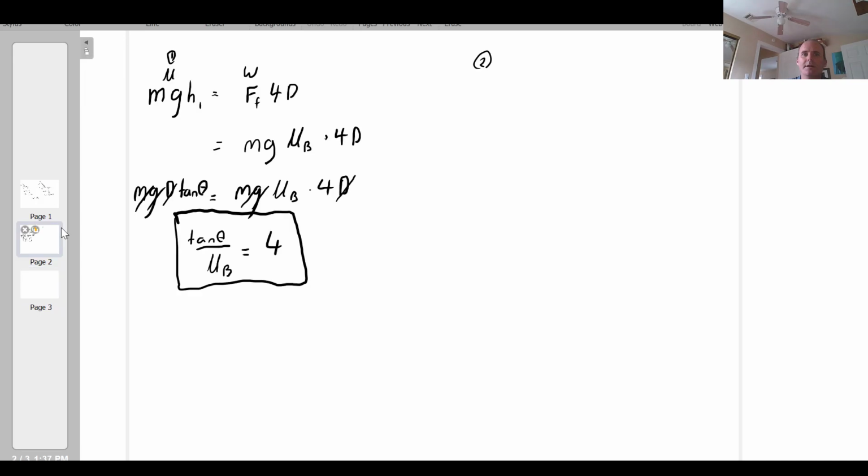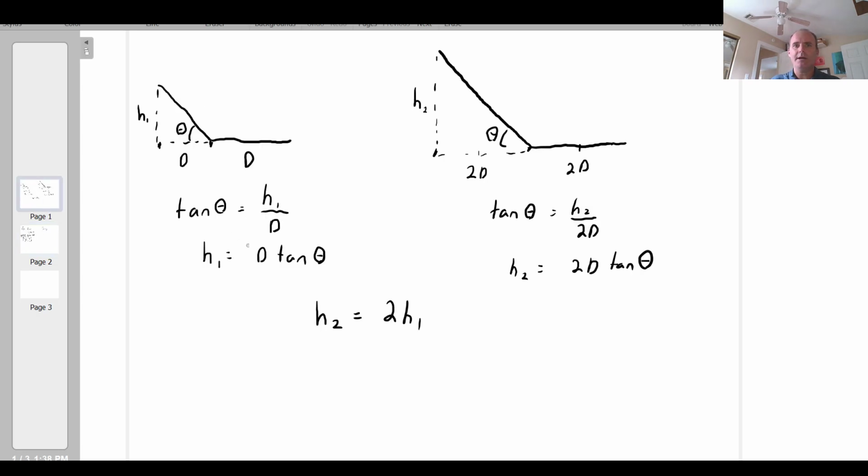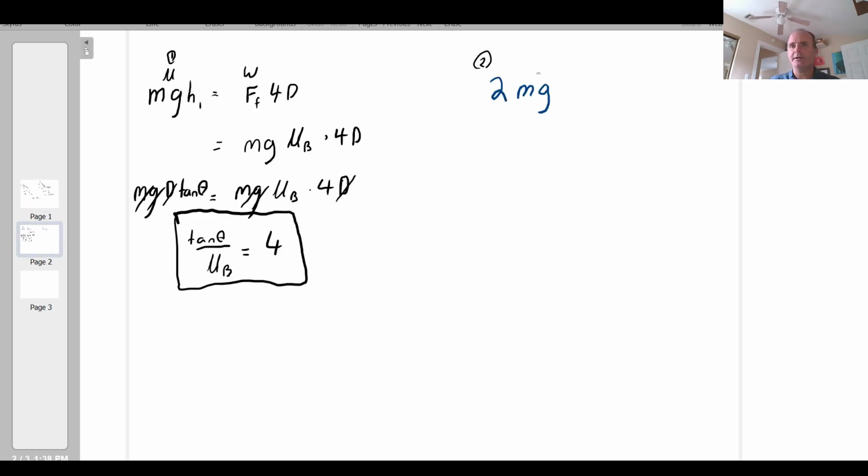With the new height, let's go through and write with a different color. This is the first scenario. In the second scenario, we doubled the height. So we have 2mg, but remember our height here was D tangent theta. So I'm going to put that here, capital D tangent theta. This is my initial energy.